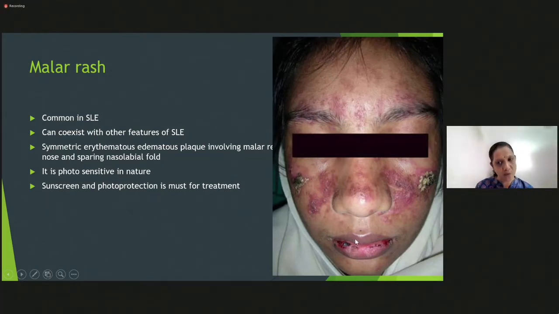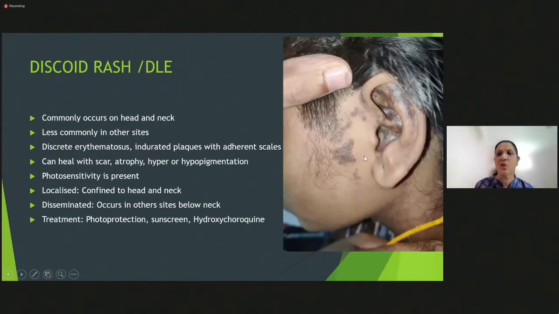They also have oral ulcers, and they'll have something called discoid rash. The difference between a malar rash and a discoid rash is that malar is always acute, a discoid rash is chronic. Discoid rash is pigmented, it can be scaly, and is also present only up in the head and neck region.